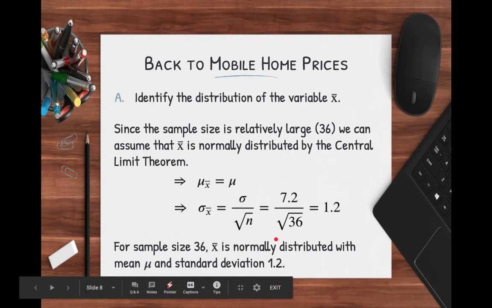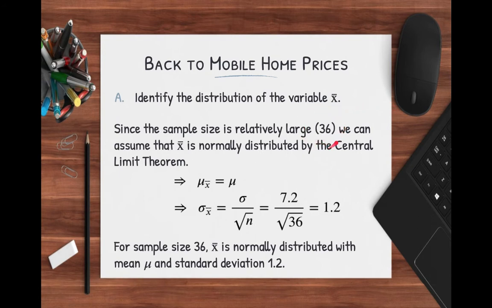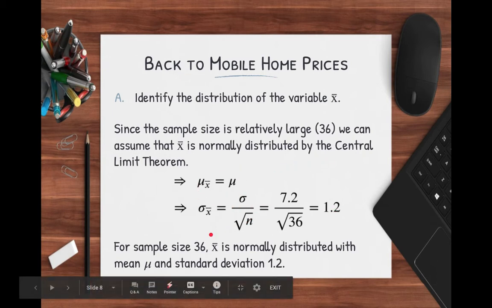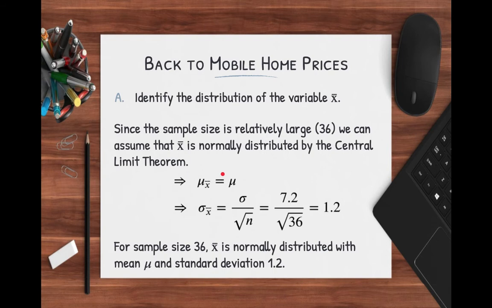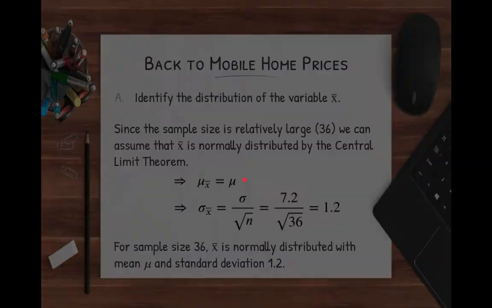So, the distribution. We have 36, so we're relatively large. So we can assume x bar is normally distributed by the central limit theorem. We looked at that last section. So mu sub x bar equals mu, and sigma sub x bar is just sigma over square root of n, which in this case would be 7.2 over the square root of 36, or 1.2. So for the sample size of 36, we can say x bar is normally distributed with a mean of mu and a standard deviation of 1.2.